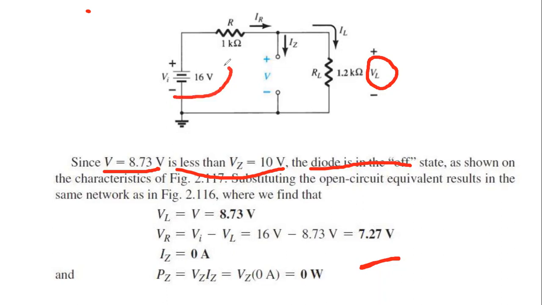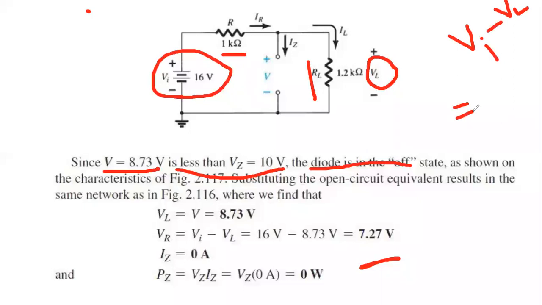You can see that the input voltage is VI. There are only two places to drop this voltage: one is this resistance, another is this resistance. So what will be the voltage across R? The voltage across R will be VI minus VL. The input voltage is 16, and VL we just found out. So 16 minus 8.73. What will that be? That will be 7.27 volt. So that is VR.